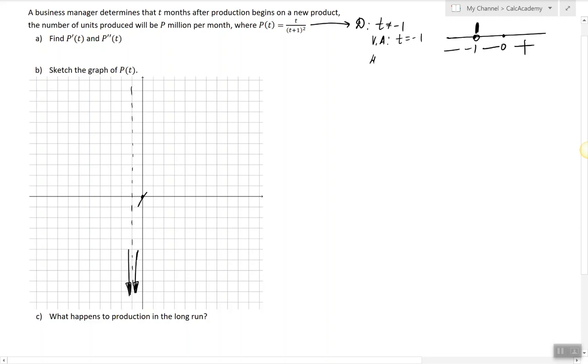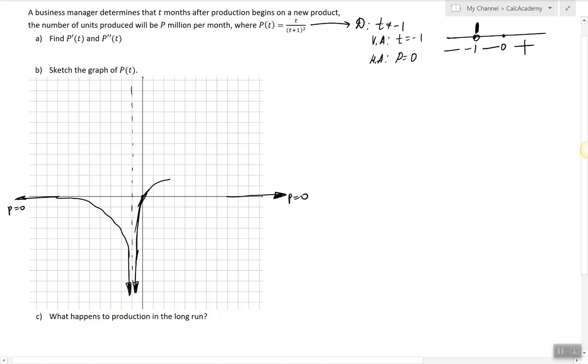Now next we look for the horizontal asymptote, and since the degree of the numerator is less than the degree of the denominator, we conclude that p equals 0 is the horizontal asymptote. So that means your function approaches p equals 0 on the right and p equals 0 on the left. And with just that much information, we know that the graph of my function will look something like this.